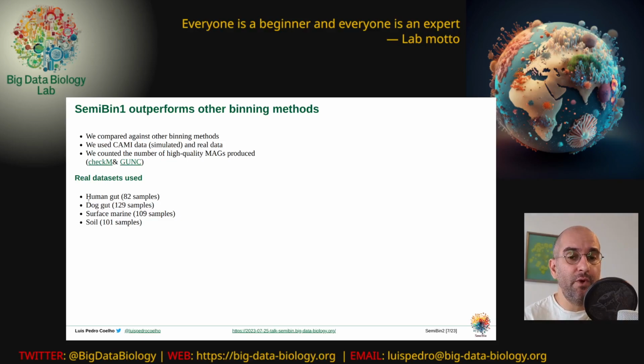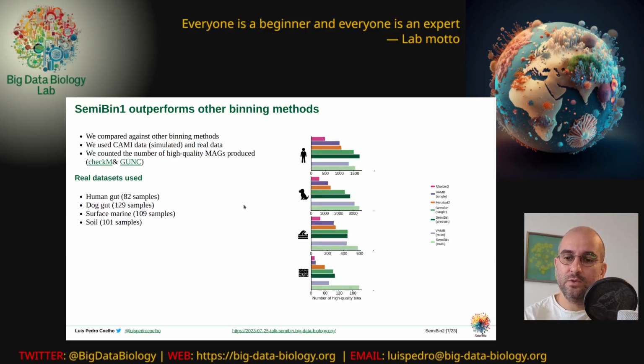And we've used 4 data sets, about 100 samples each: a human gut, a non-human host associated, and then marine and soil samples as environmental. And then the results look like this. This is the number of these high quality bins for a couple of different alternatives that we looked at. And our bars are the green bars.